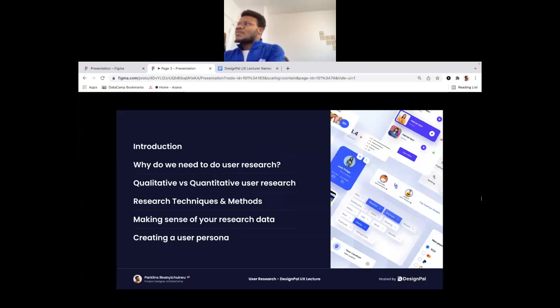Good morning. So I wanted to ask that, okay, while we are carrying out user research, can we have a combination of both qualitative and quantitative? Can we use both for our user research? Yes, we can. That's a short answer, but I'll explain afterwards. Yes, we can.